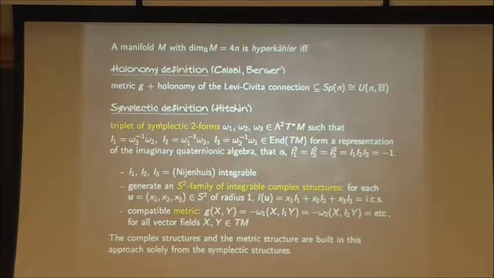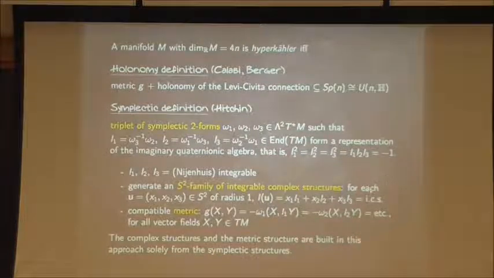And what do we mean by symplectic forms? A symplectic form is non-degenerate, which means we can invert it, and it is closed. Now, closure implies that I1, I2, I3 are integrable complex structures. And in fact, they generate, as you all know, an S² family of integrable complex structures.